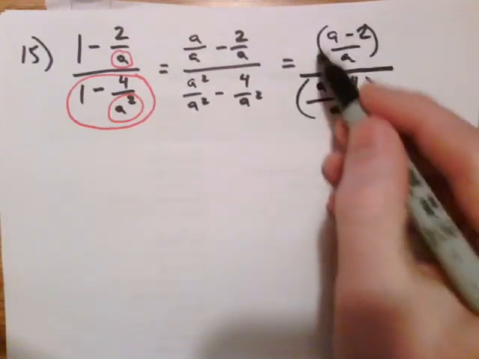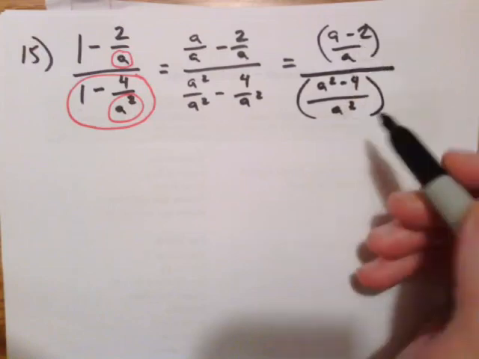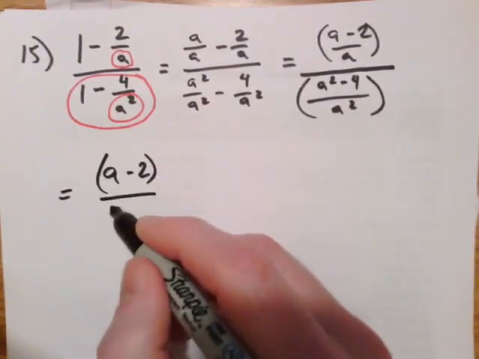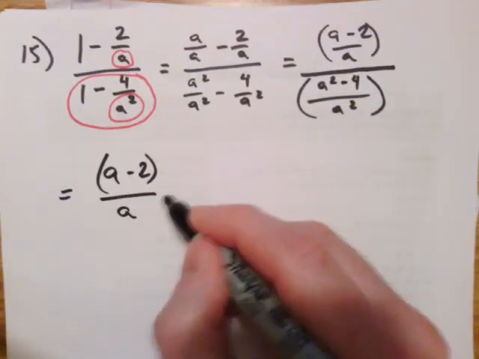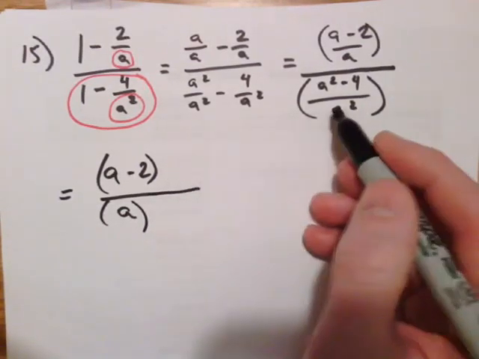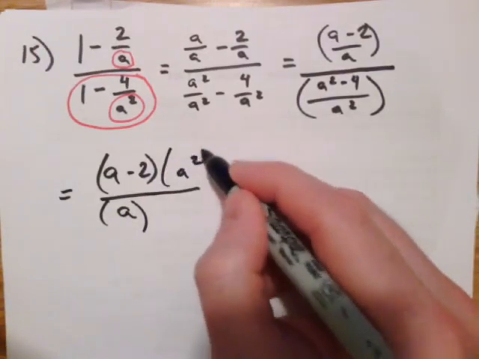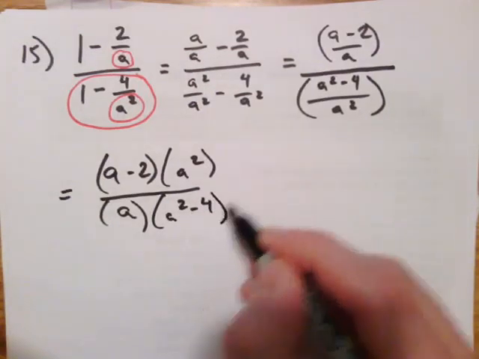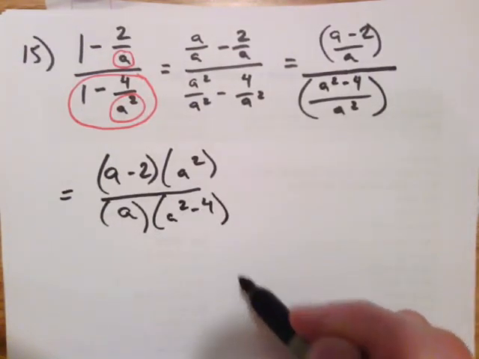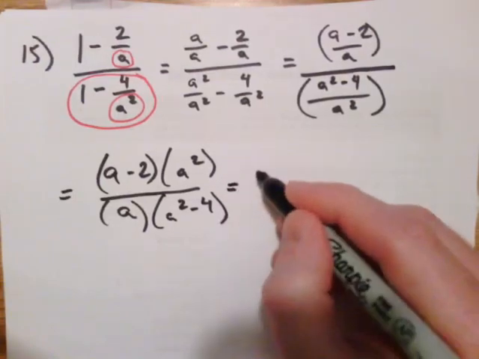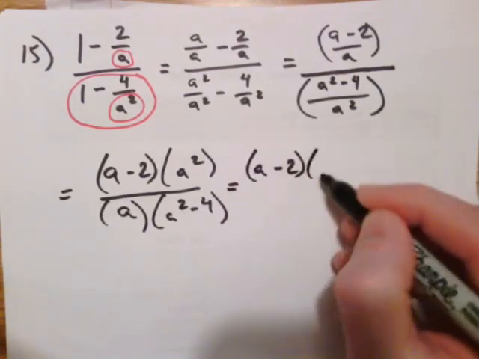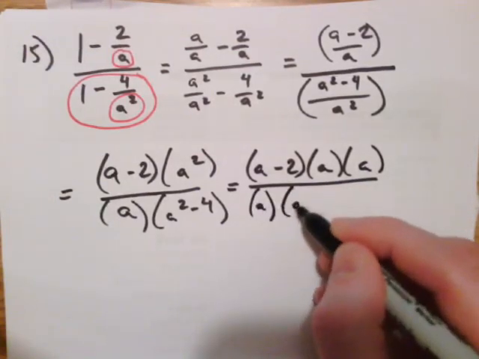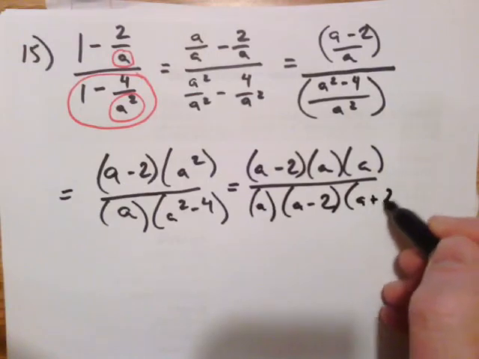So that's basically this divided by this, so I'm going to flip this and multiply. So A minus 2 over A times, flipping it, A squared over A squared minus 4. Notice A squared minus 4, that's the difference of squares. So I'm going to factor this out just a little bit more. So it's A minus 2 times A times A, all over A times A minus 2, A plus 2.